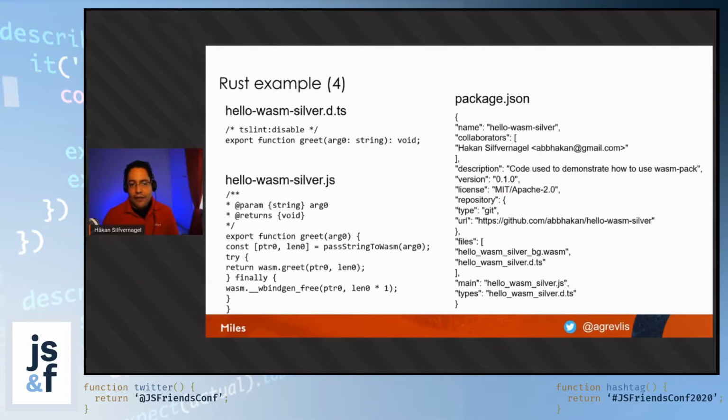So the first file is a TypeScript file where we are defining the functions that are defined in our WebAssembly. In this case, it's a function called greet, which takes a string as an input parameter. Then after that, we have hello_wasm_silver.js. That is this glue file that I was talking about. We can see, for example, in the greet function, it tries to pass a string down to wasm, and then it returns wasm.greet with the thing that we were passing into the function. And then finally, we have our package definition, which is a regular package.json file.